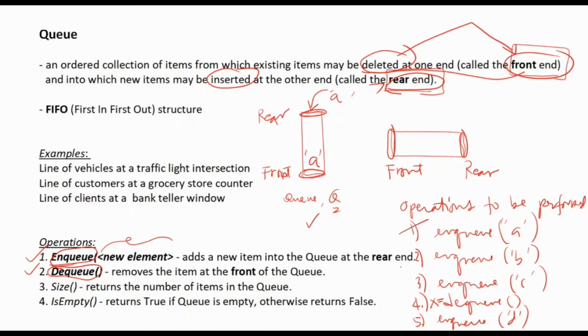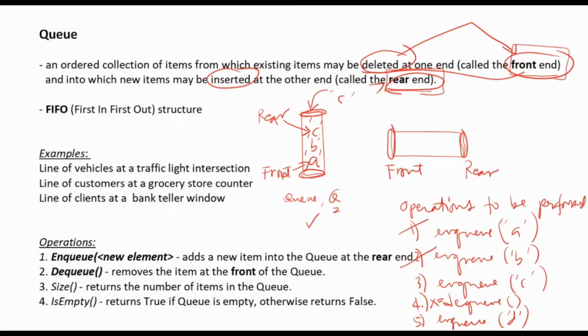And the next, insert or NQ B. So B goes here. Next, we're going to NQ element C. And so we have C here. So the front now is A, the next is B, and the next is C. C is the rear element. The front element is A, and the rear element is C.